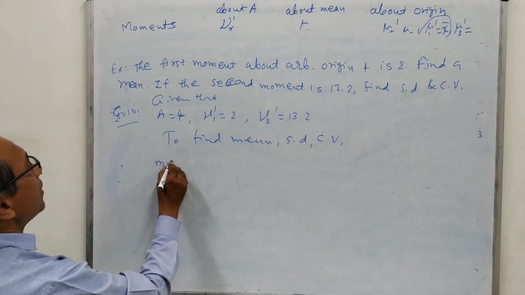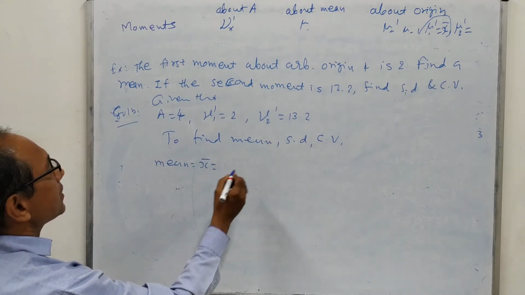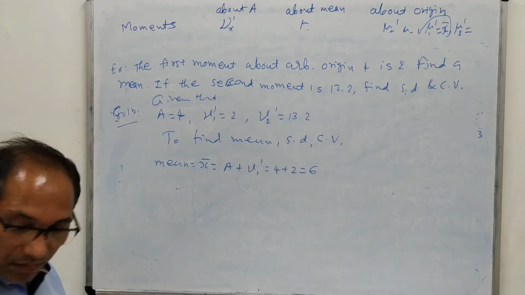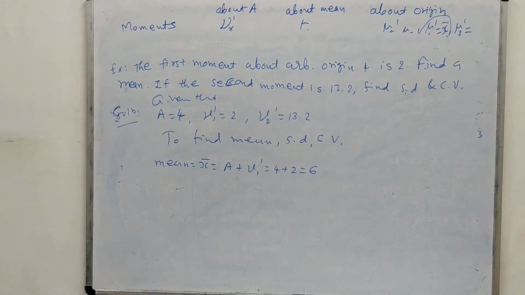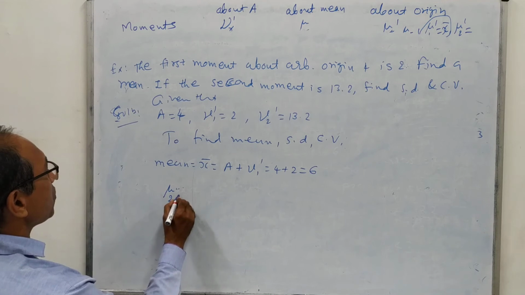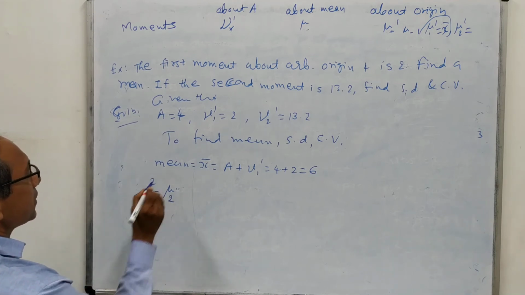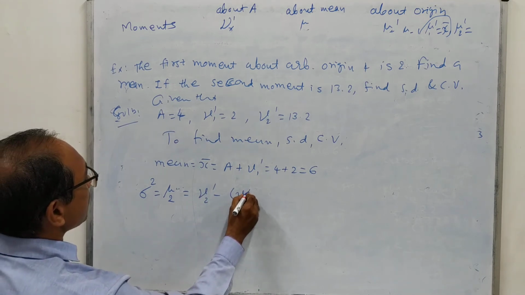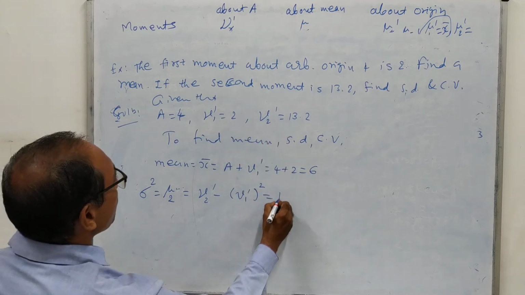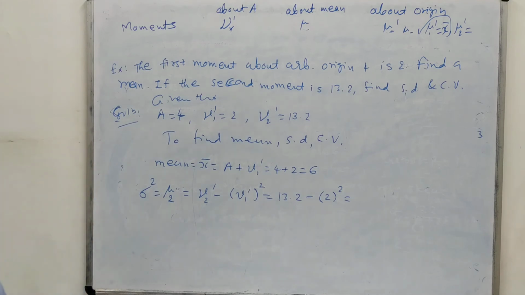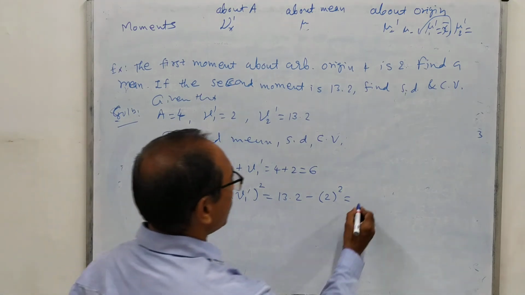So mean, that means x bar. In the last example we have seen it was A plus mu1 dash. So A is 4 plus 2, that is 6. So mean has been obtained very easily. Then we will have to find the standard deviation, which is the square root of mu2. For this we have seen the formula mu2 dash minus mu1 dash square. So here mu2 dash is given as 13.2, minus mu1 dash squared. So this value is 9.2.